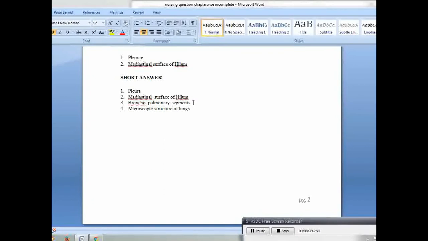Bronchopulmonary segments. Here you need to mention the right and left bronchopulmonary segments separately. You need to define what bronchopulmonary segments are. It is the area of the lung which can be surgically removed, and so it has clinical aspects also.